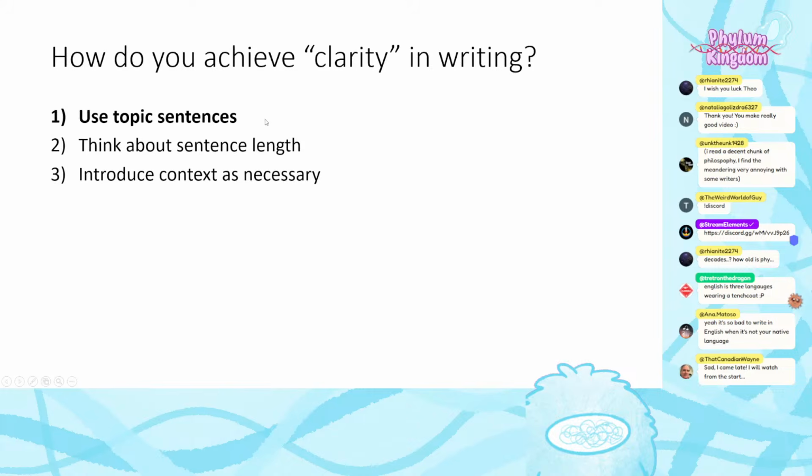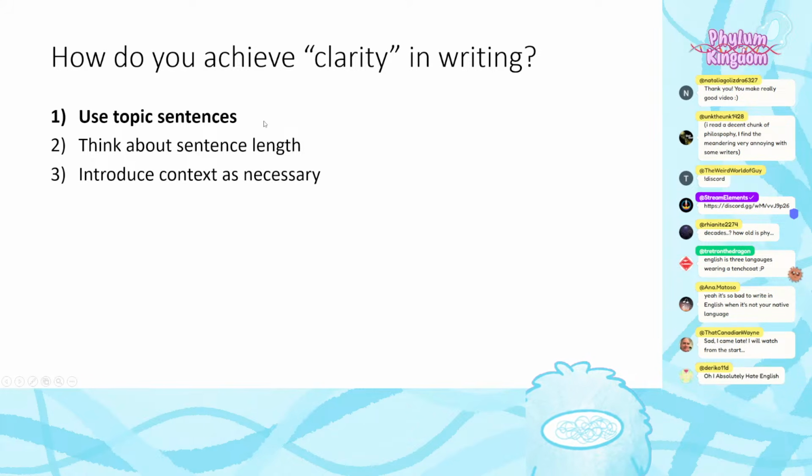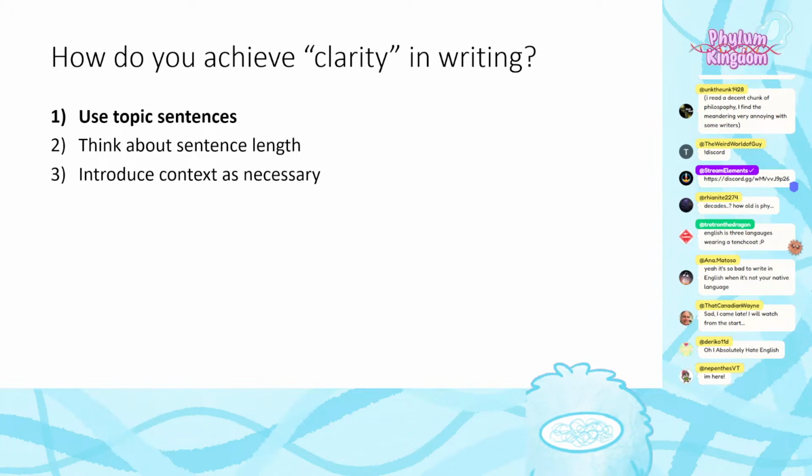Okay. So how do you achieve clarity in writing? Use topic sentences. We already saw mechanically how you can improve your topic sentences and the function of topic sentences.